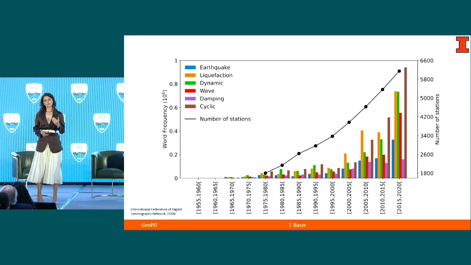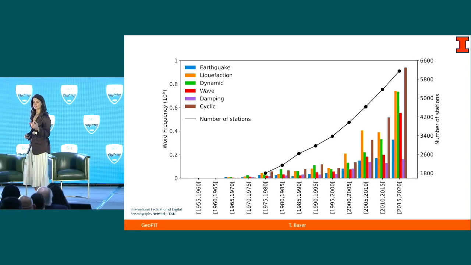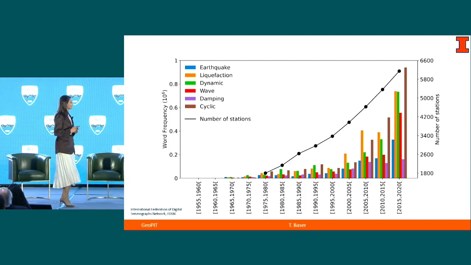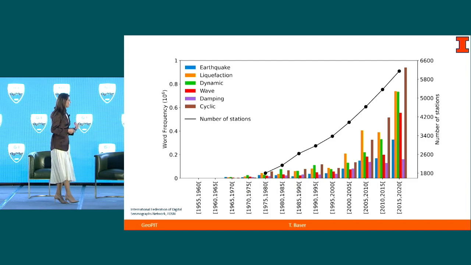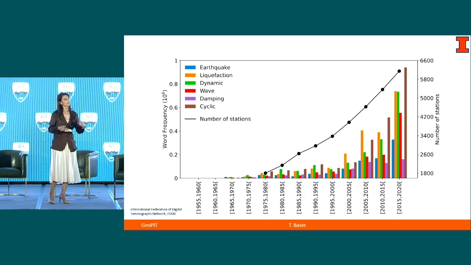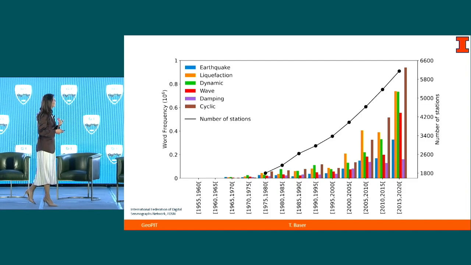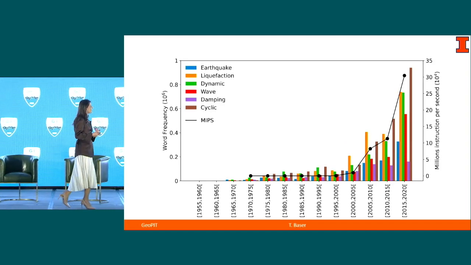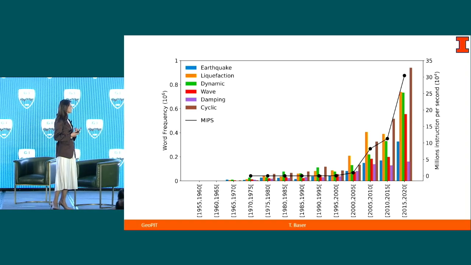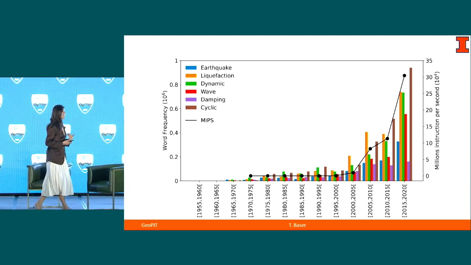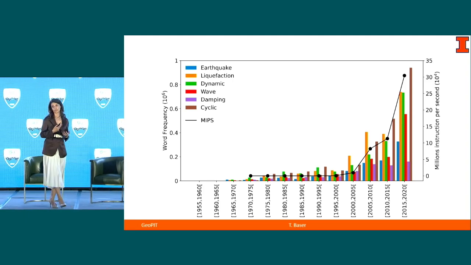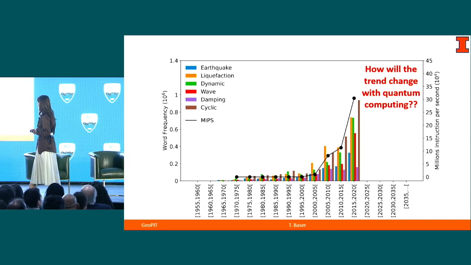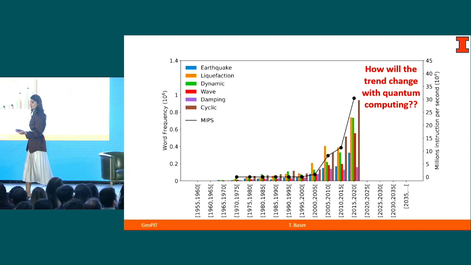Then we looked at the number of stations that record seismic waves generated by the earthquakes. And we didn't see a very strong correlation here either. So then we looked at the computer performance. We compared it with millions instructions per second. Surprisingly, we saw a stronger correlation in this case, which made us think about the future of earthquake engineering.